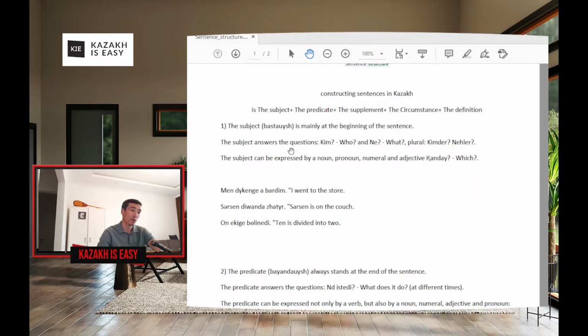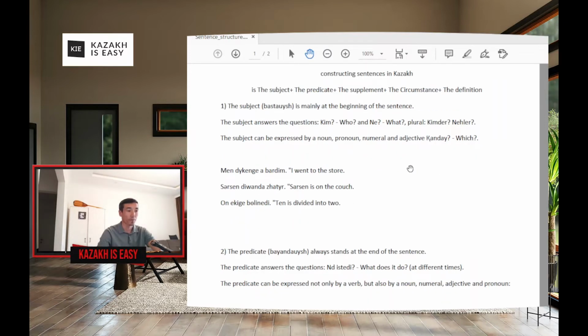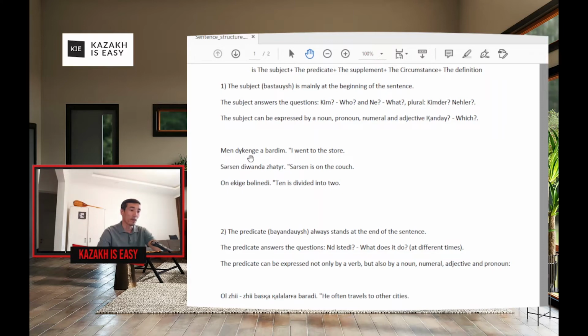So the subject, its name in Kazakh is Bastavush, is mainly at the beginning of the sentence. The subject answers the questions kim, who, and ne, what. Plural: kimdir, neler. And the subject can be expressed by a noun, numeral, and adjective qanday, which. So examples: men дүкенге бардым. I went to the store. Сәрсен диванда жатыр. Сәрсен is on the couch. 10 2-ге бөлінеді. 10 is divided into 2.